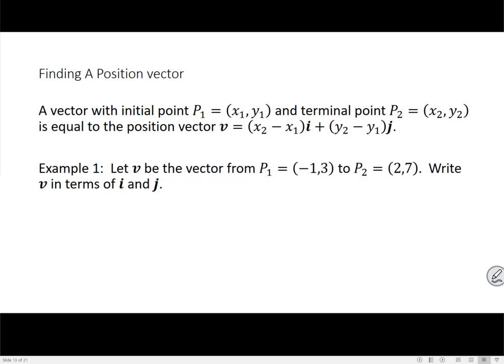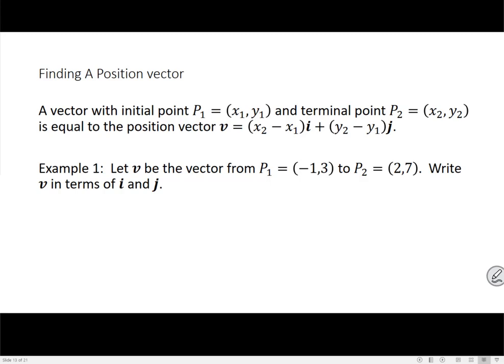of it. And usually we use our position vectors in the form v equals x something times i plus a y coordinate times j. Now, given our initial point and our terminal point, we find those x and y values by taking x2 minus x1, and that gives us our x position, and then y2 minus y1 will give us the y position of our position vector.